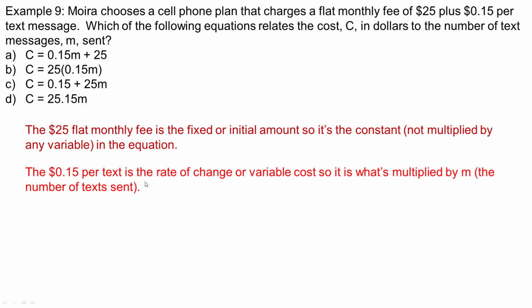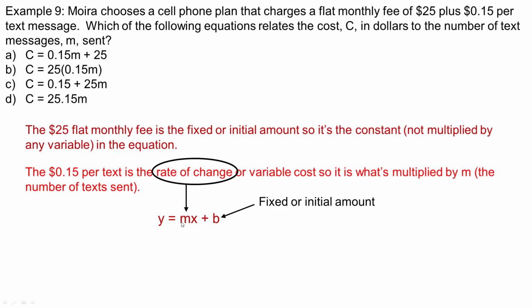The 15 cents per text is the rate of change, because every time she sends a text message, she's charged that. So it's like cost per hour. If you're working, you're making like $28 an hour, then that's your rate of change. Here, the rate of change is the cost per text message. That's the 15 cents. So that's what's multiplied by M, the number of texts sent. So we relate this to y equals mx plus b. So the fixed amount or initial amount, that's 25, and the rate of change should be this.